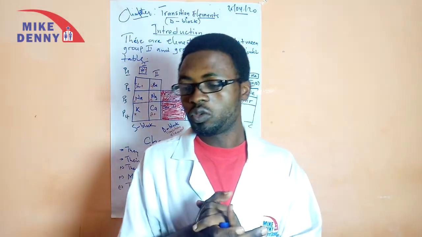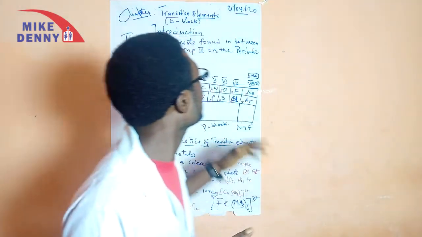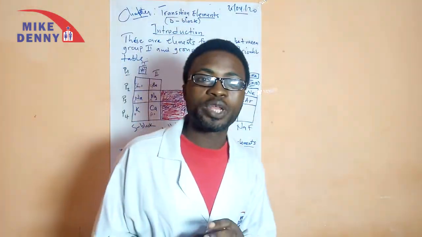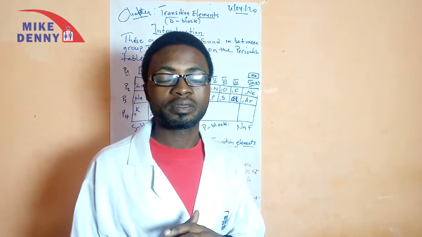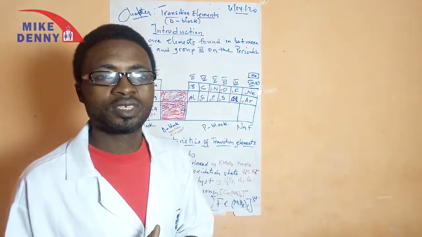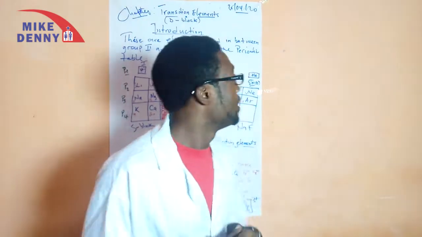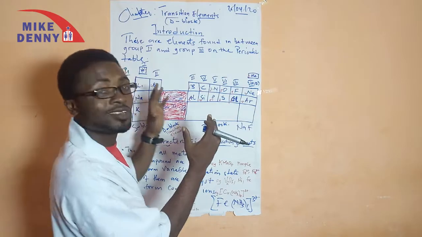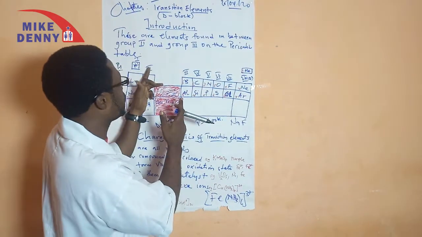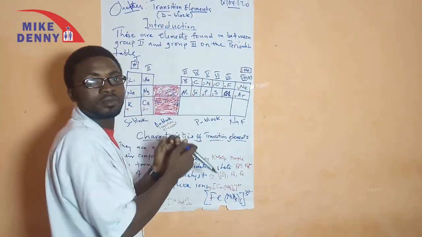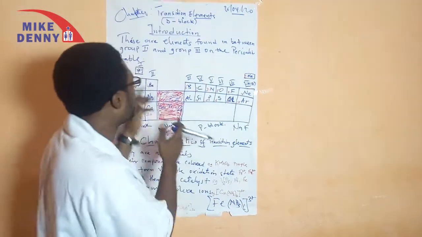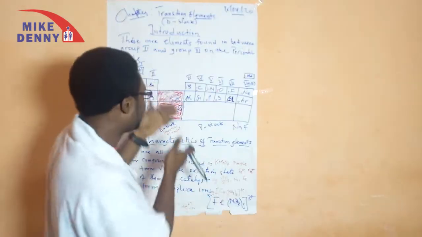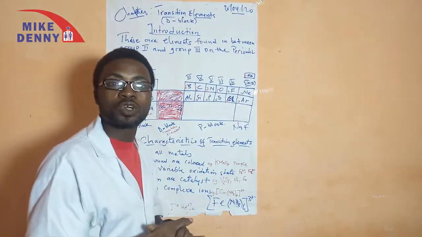So in Form 4, we ended with the transition element. And that's where we're going to start this morning. Now, what is transition element? Transition elements are those elements that are found in between group 2 and group 3. Group 1, 2, 3 are metals, and transition elements are also metals.